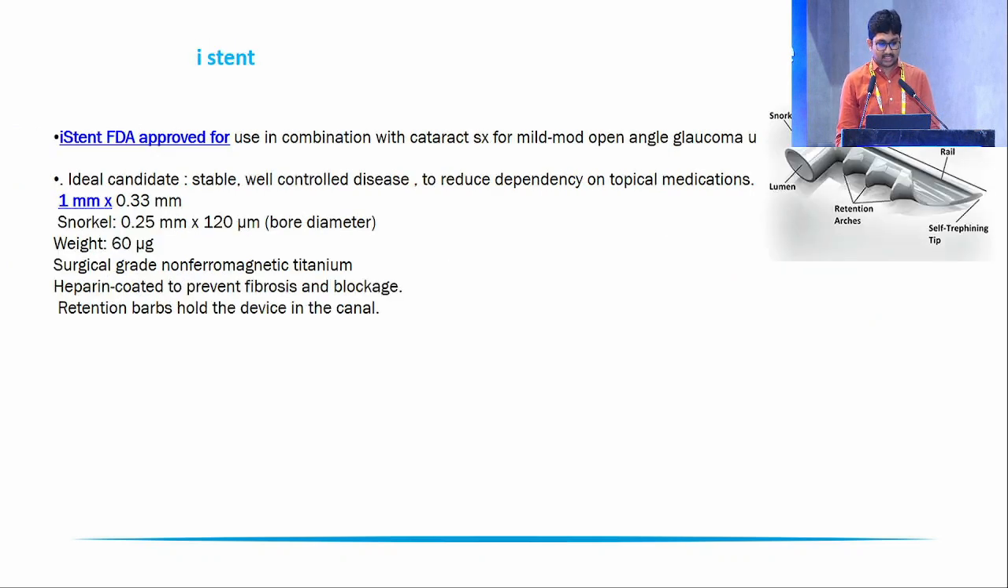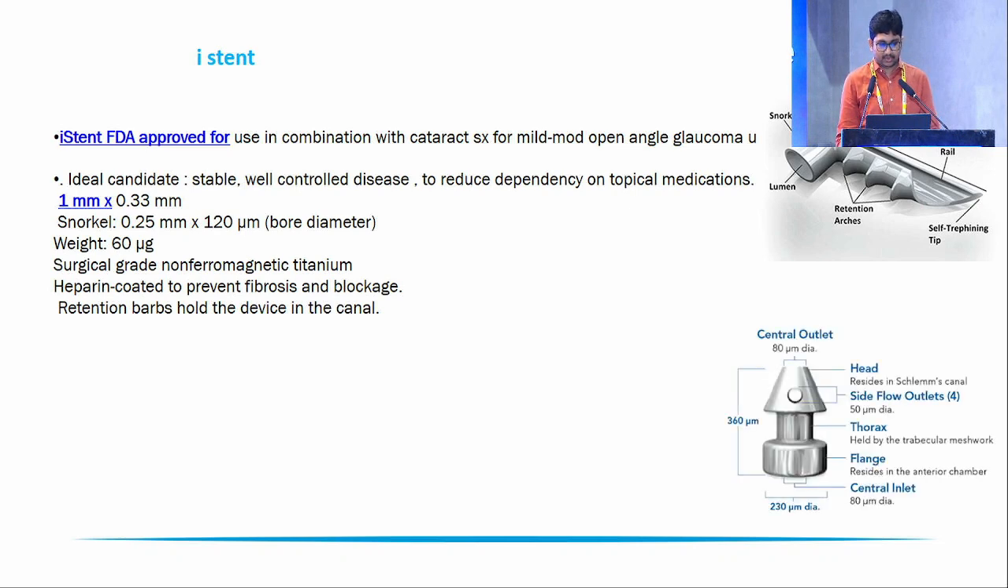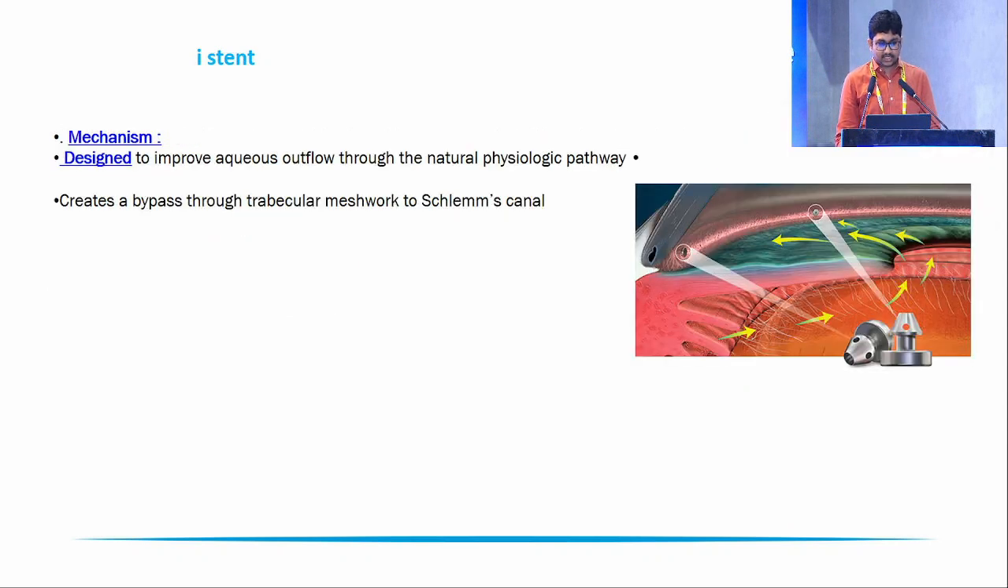So coming to the iStent, it was approved and is used in combination with cataract surgery for mild to moderate open angle glaucoma, and the ideal candidate should have stable, well controlled disease, to reduce dependence on topical medications. It's just 1 mm by 0.3 mm, weighs just 60 micrograms, and is heparin coated to prevent fibrosis and blockage. The main mechanism is designed to improve aqueous outflow through the natural physiological pathway, creating a bypass through the trabecular meshwork into Schlemm's canal.